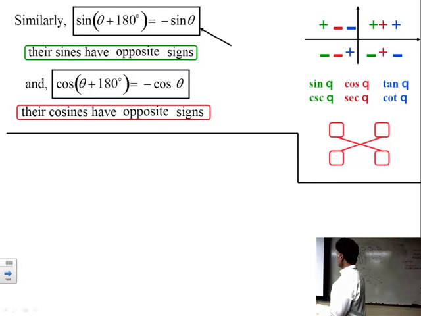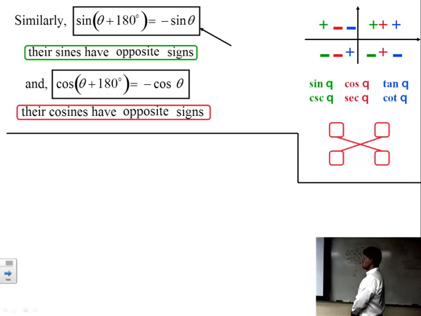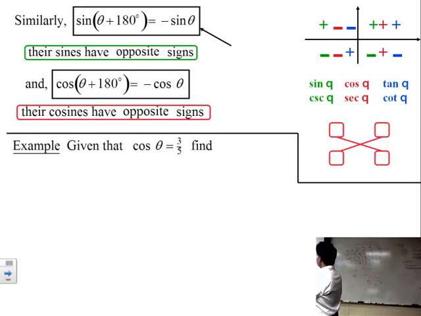Similarly, the sine of theta plus 180 degrees is minus the sine of theta. This is because they have the same reference angle, right? But now, in opposite quadrants, the sine and cosine flip from positive to negative and back again. So if you're in one quadrant and you look at the sine and cosine and they have a particular algebraic sign, you go to the opposite quadrant, both of those algebraic signs flip.